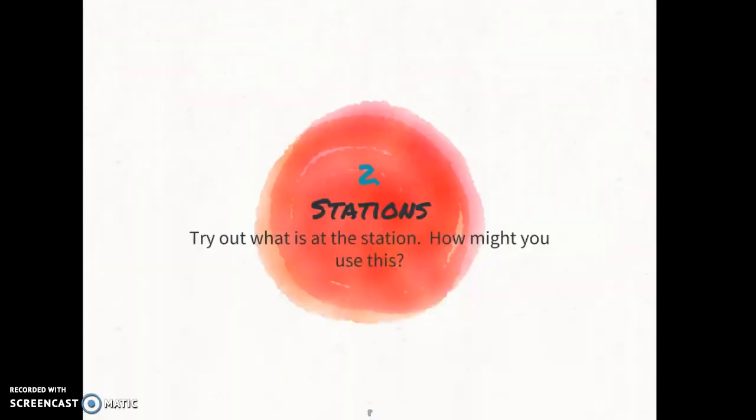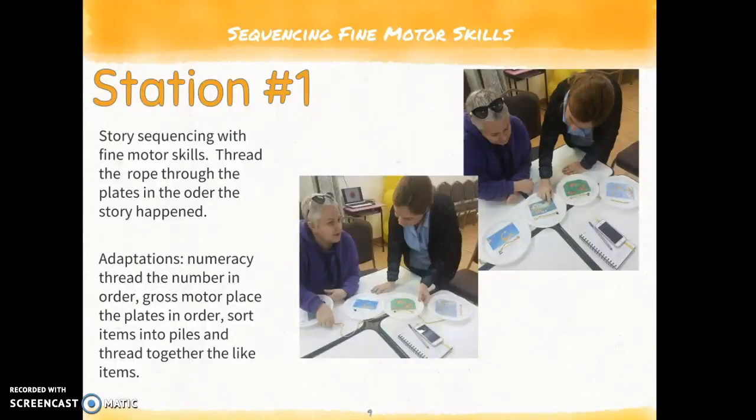Okay, so we're going to move on to the stations that I did that are related or inspired by the book Giraffes Can't Dance. So station 1 is sequencing and fine motor skills. It's a combination of 2 different things. You'll see there are 4 different plates, and on each plate there's a picture from a scene or image from the story. And the students are to put them in order, which you see my teachers doing, putting the story in order, and then using the rope to go through the holes that have been punctured into each plate to thread the story together. Great for fine motor skills, a great way to go over sequencing.